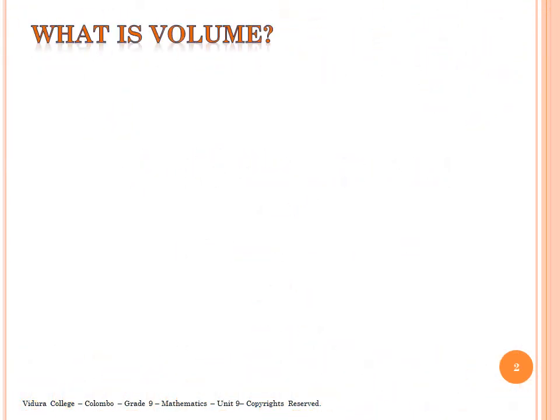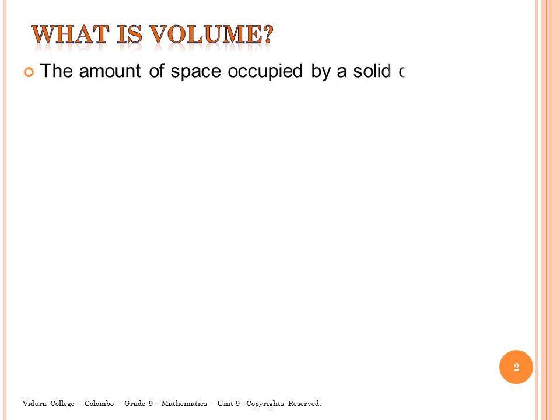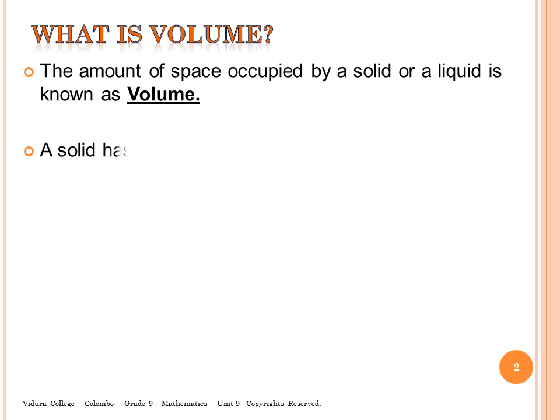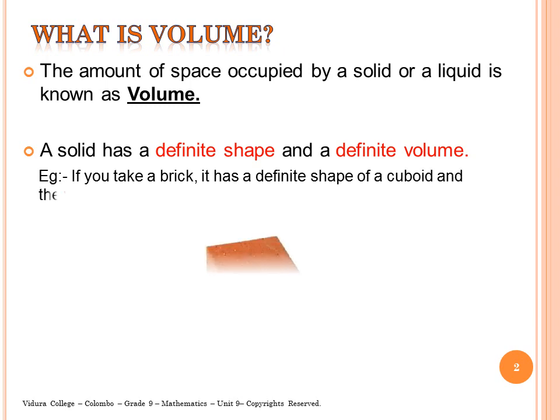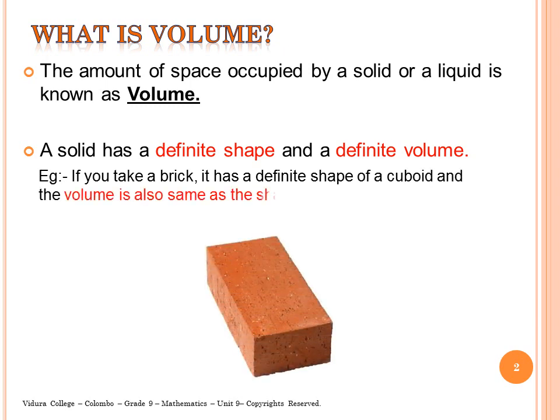What is volume? The amount of space occupied by a solid or a liquid is known as volume. If we consider a solid, it has a definite shape and a definite volume. For example, if you take a brick, it has a definite shape of a cuboid and the volume is also same as the shape.